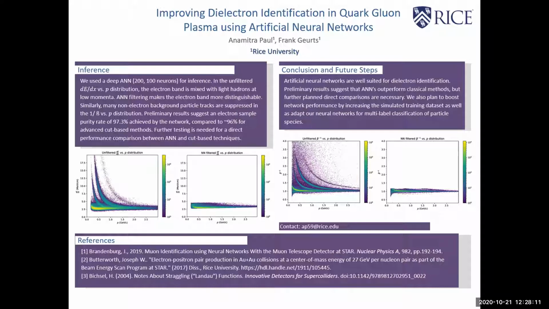In the future, we plan to do more extensive testing comparing neural networks to the classical particle identification techniques. We also plan to train the networks on more data, as well as implement multi-label particle classification.